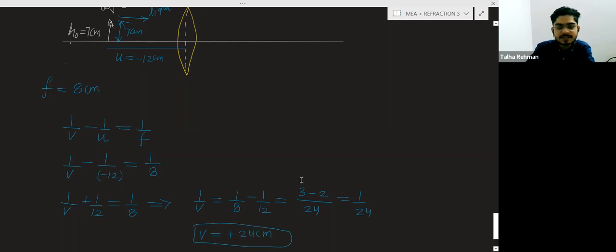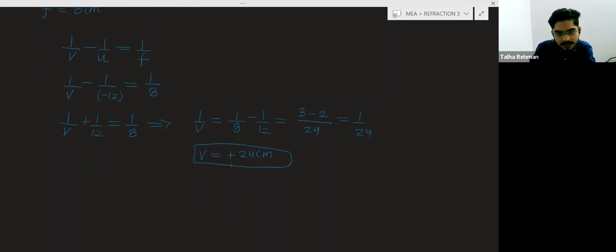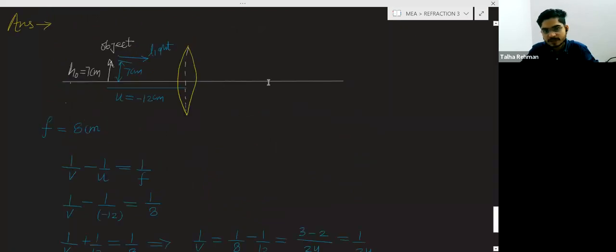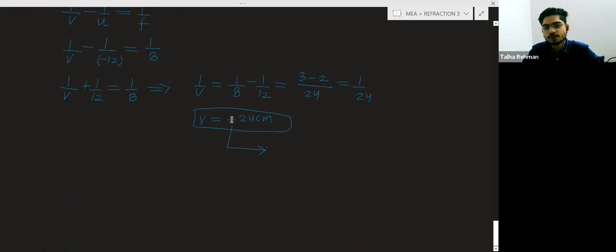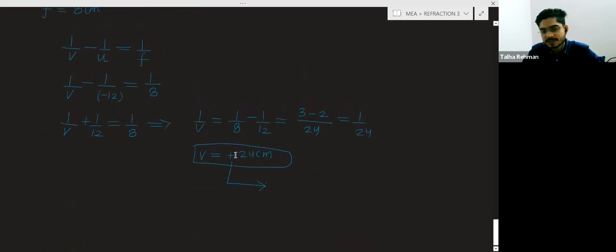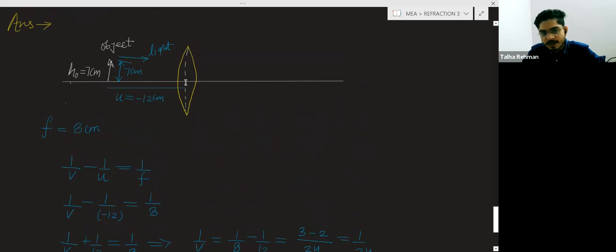Here is the plus sign this time. What the plus sign indicates is that your image will be in this direction, in the direction of the light. If it were minus 24, your image position would be minus 24, which means from here you would go 24 centimeter in the opposite direction. But this time your image is somewhere here.